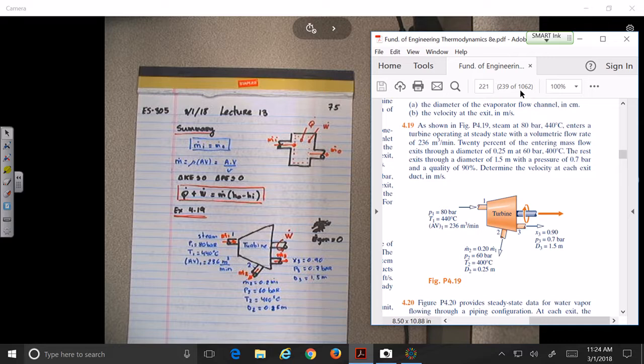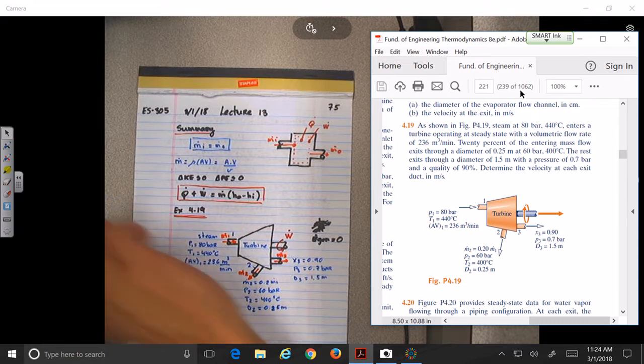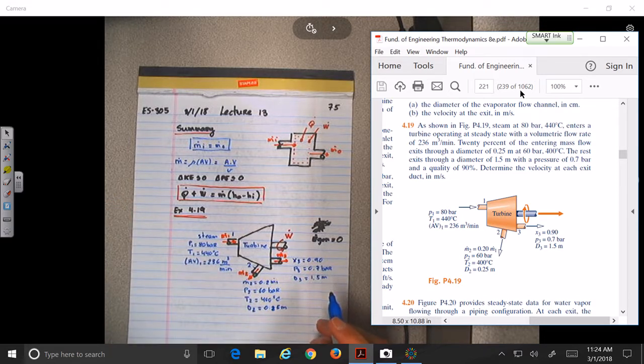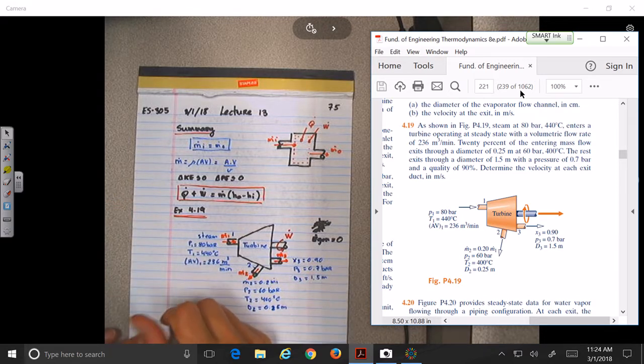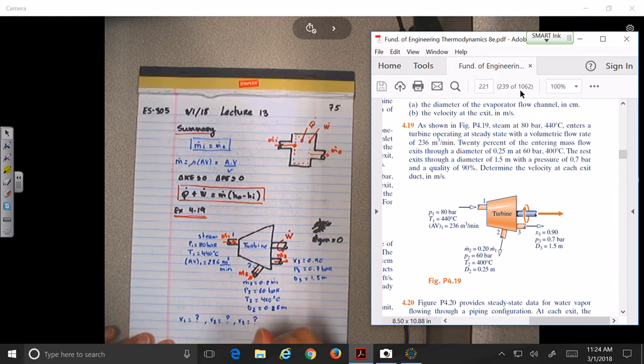Okay, so what do we need to do? Determine the velocity at each exit duct. So we need to find V1, V2, V3 in meters per second.